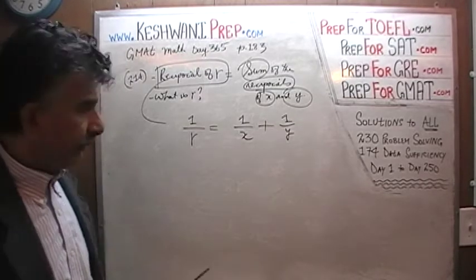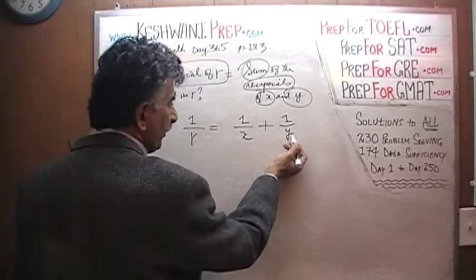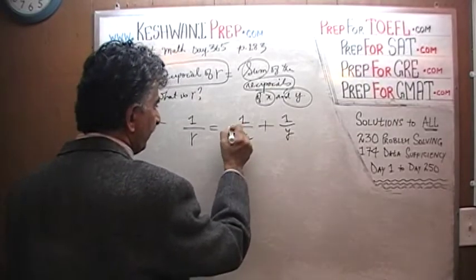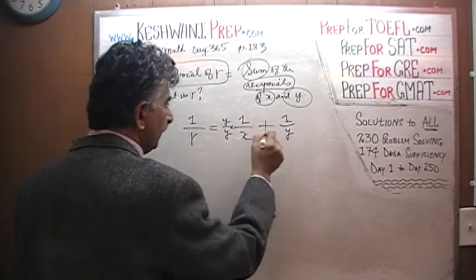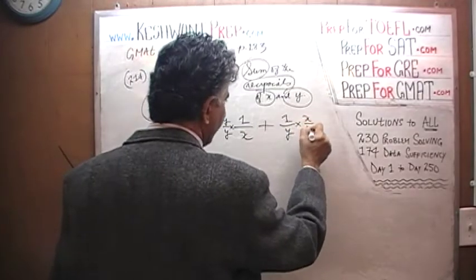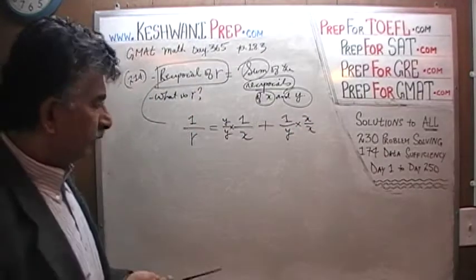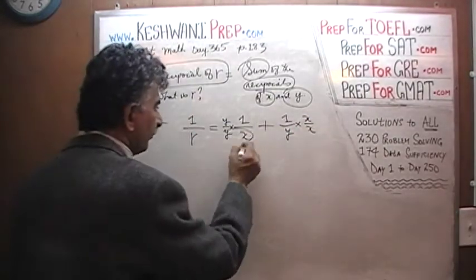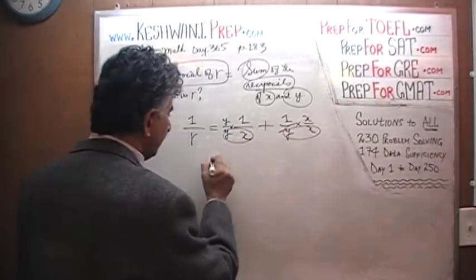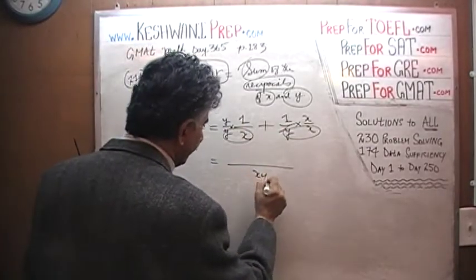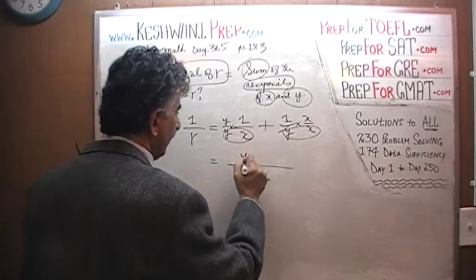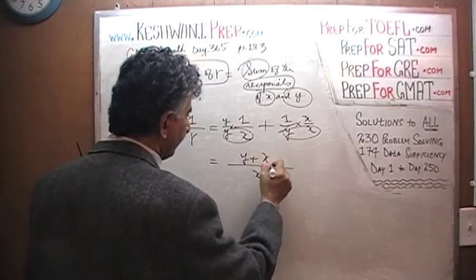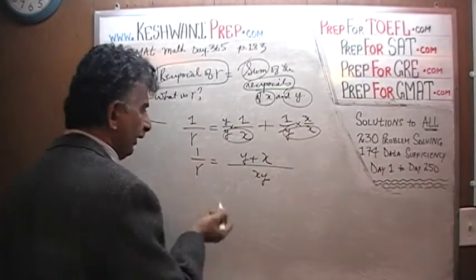Let's find the common denominator first. This one has a denominator of Y, this one has a denominator of X. Let's multiply the top and bottom of this fraction by Y, and let's multiply the top and bottom of this fraction by X. So now we have a common denominator of X times Y. And here we get 1 times Y, which is Y, 1 times X, which is X, and that is equal to 1 over R. That's it, we're done.